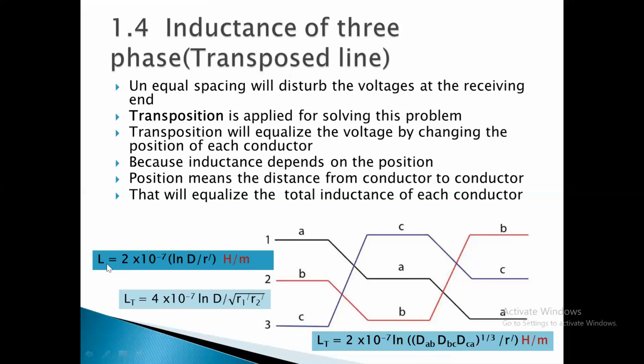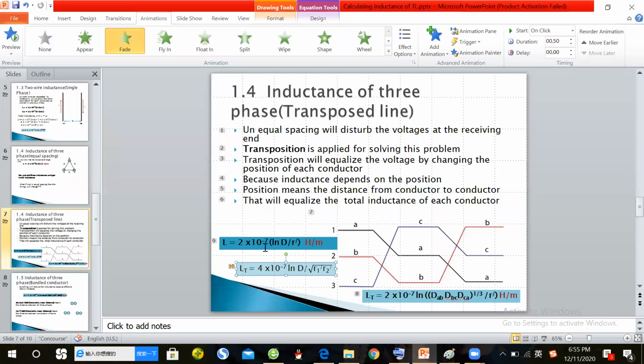You just need to remember for single conductor, for two conductors, multiply by 2, different radius r1 into r2, same radius r. So same here. So I'm going to delete this from this part.